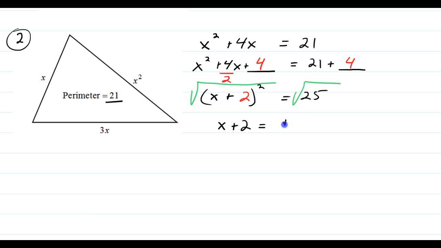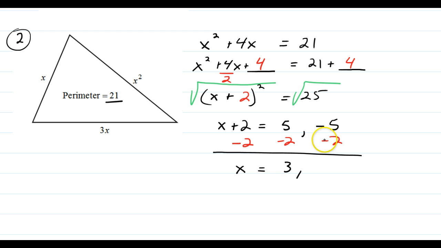The square root of 25 is plus or minus 5. And another shortcut we can do is, instead of writing plus or minus, write positive 5, comma, negative 5. That means the same thing. And if we do it that way, when we solve, we can just write the minus 2 like this. And so we get x equals 5 minus 2 is 3. Negative 5 minus 2 is negative 7. So these are our two answers.